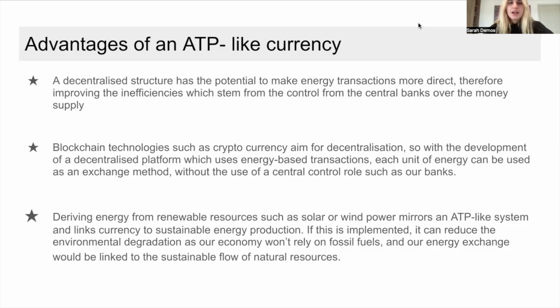An ATP-like system could derive the energy from renewable resources such as solar or wind power, linking currency to sustainable energy production. If implemented, this could reduce environmental degradation, as the economy wouldn't rely on fossil fuels, meaning that the energy exchange would be linked to the sustainable flow of natural resources.